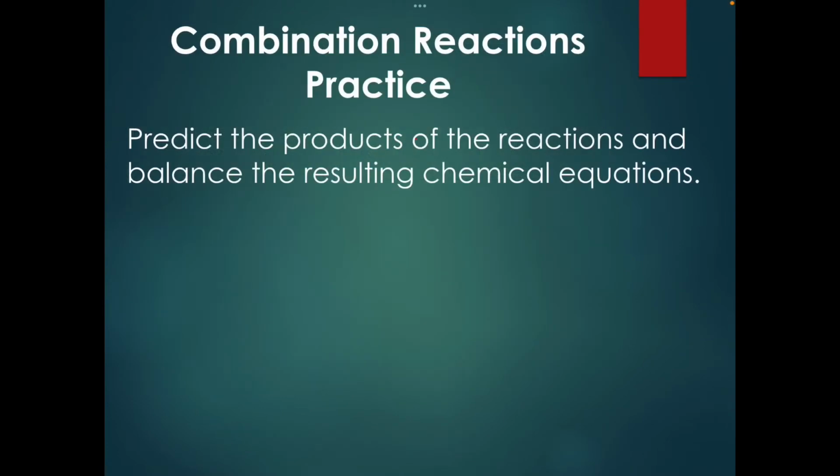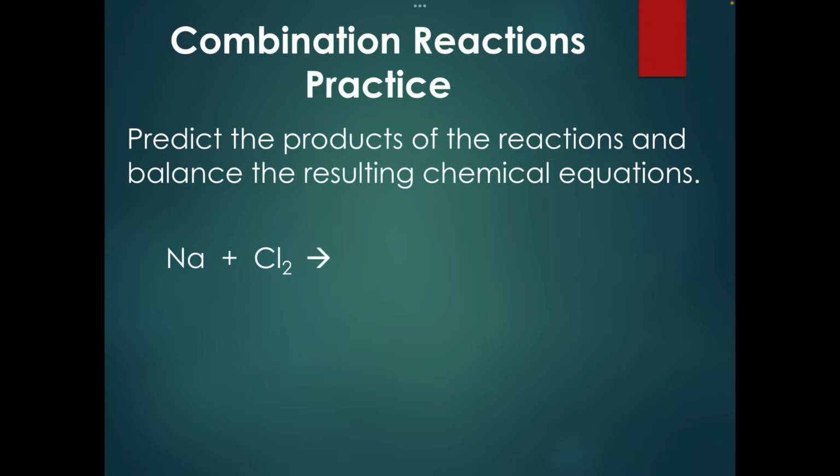Alrighty, so this is a really typical example problem. It says: predict the products of the reactions and balance the resulting chemical equations. So here's our first one. This is sodium and chlorine. We've actually already seen this problem, but I wanted to give you one that you were familiar with so we could understand the process we would go through to predict the products.